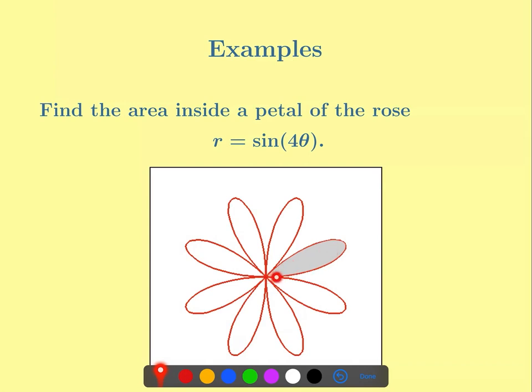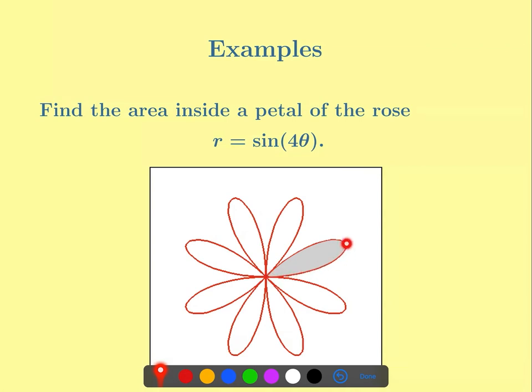So we need to figure out where this petal is. What is going on with theta here? It looks like theta is around 0 here. You might guess pi over 4, so let's check. When theta equals 0, the sine is 0, so that's starting out at 0. Let's try something in between. If I make theta equal to pi over 8, this would be 1. That's the biggest it's going to get.